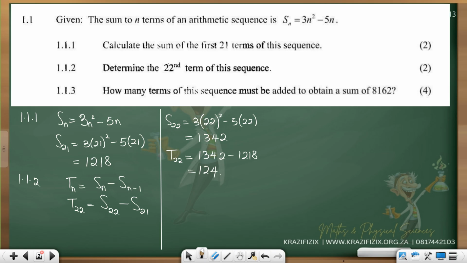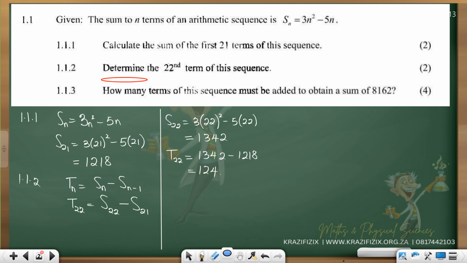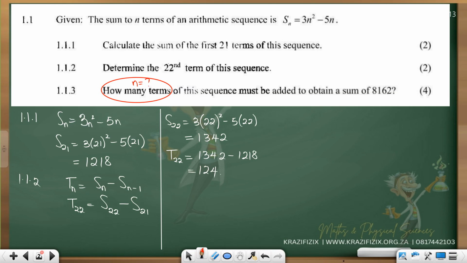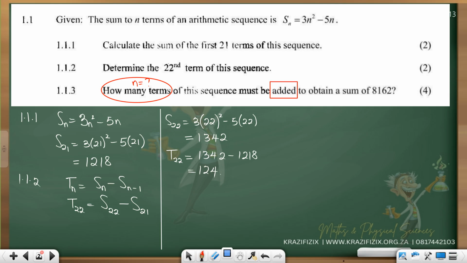How many terms of this sequence must be added? Please let's learn to read the question. How many terms? When they say how many terms, what are we looking for? We are looking for n. Most of the time we just read. How many terms of this sequence must be added, which is a sum, to obtain a sum of that.